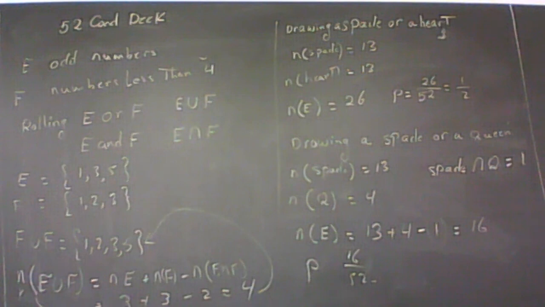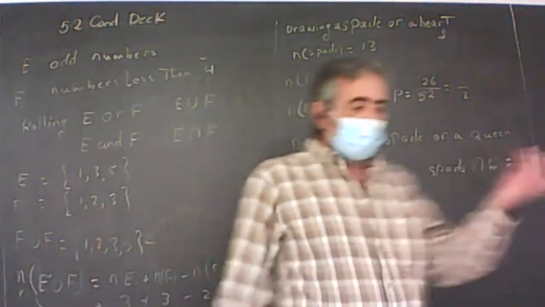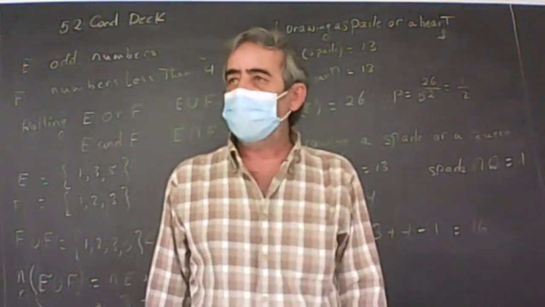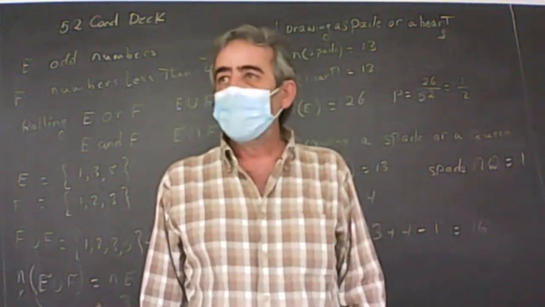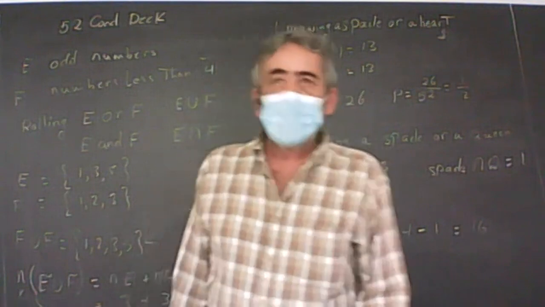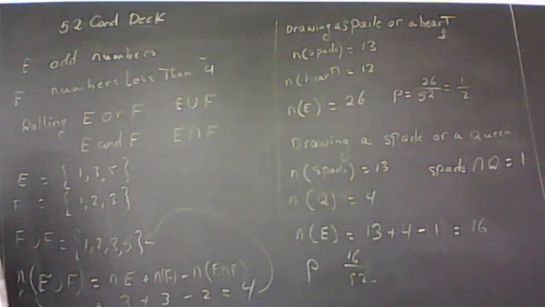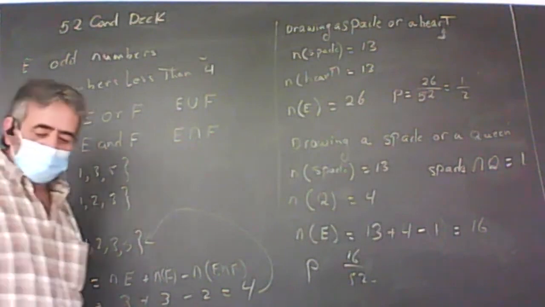Okay? So every time you're looking at one scenario or the other, you want to pay attention to the common element between the two, because one thing could be in both scenarios. And you have to take that into consideration when you're looking at the probability or the number of elements. Yeah? Okay, that's it for today.